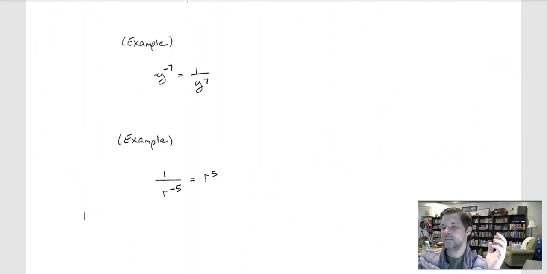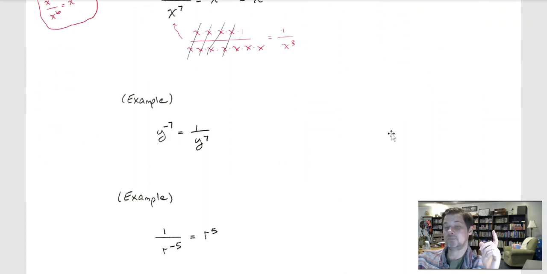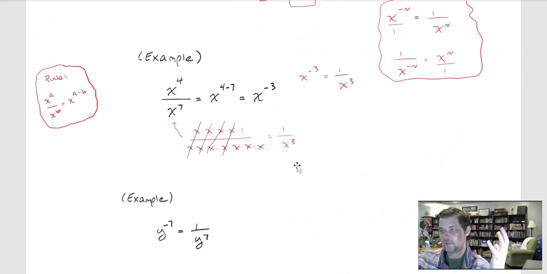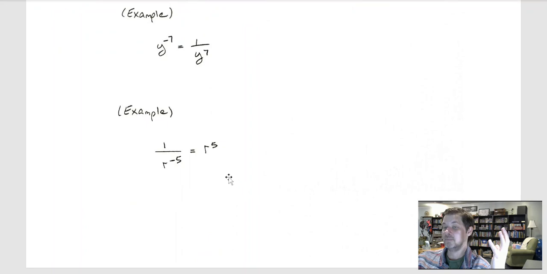So with this one, are we okay with that? y to the minus 7 is, well, maybe that's not the same thing as the letter x. Maybe it's a different variable, but the same principle applies. It's going to be 1 over y to the 7th. And 1 over r to the minus 5 power, same idea. It might not be the letter x, but the same principle applies. That's going to be r to the 5th power.